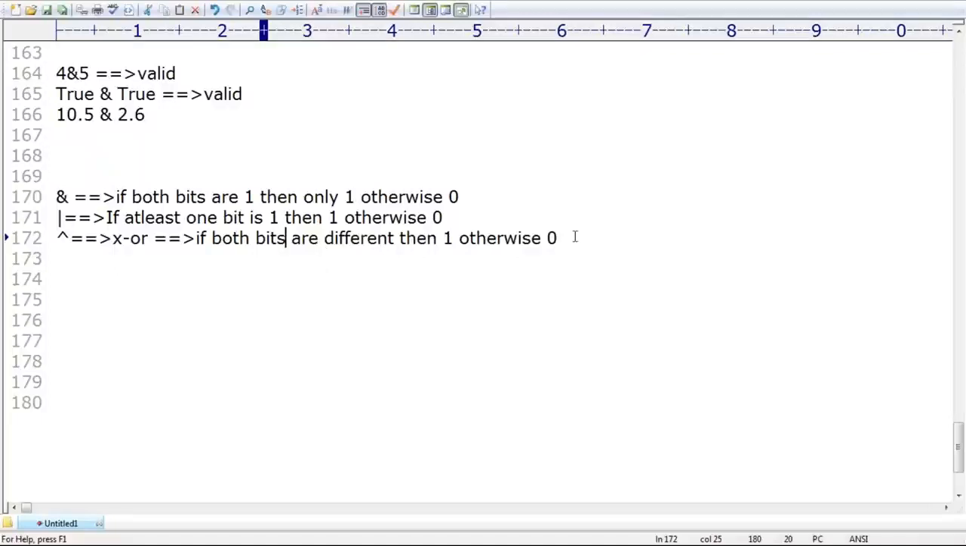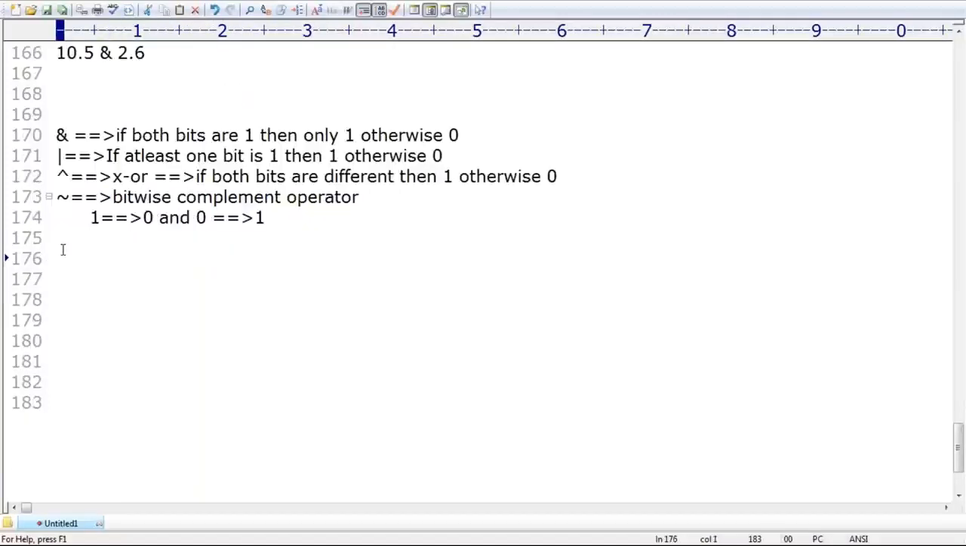Remember that. Okay. Next, what is this operator? Bitwise complement operator. You know what is the meaning of the bitwise complement operator? 1 will become 0, and 0 will become 1. Remember that 1 will be replaced with 0, 0 will be replaced with 1. Next, this is the bitwise left shift operator. Next, this one is the bitwise right shift operator.